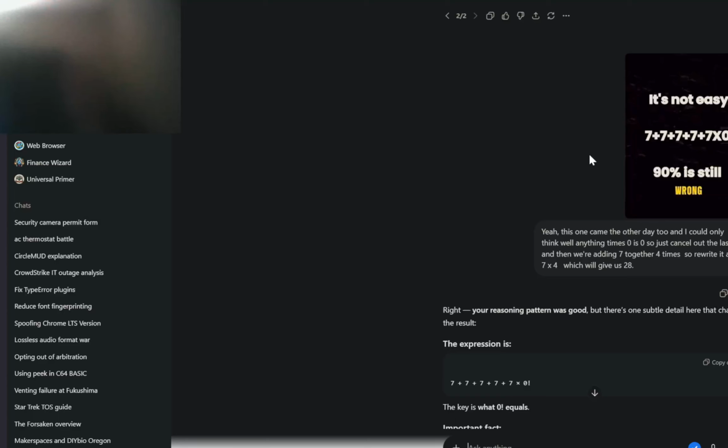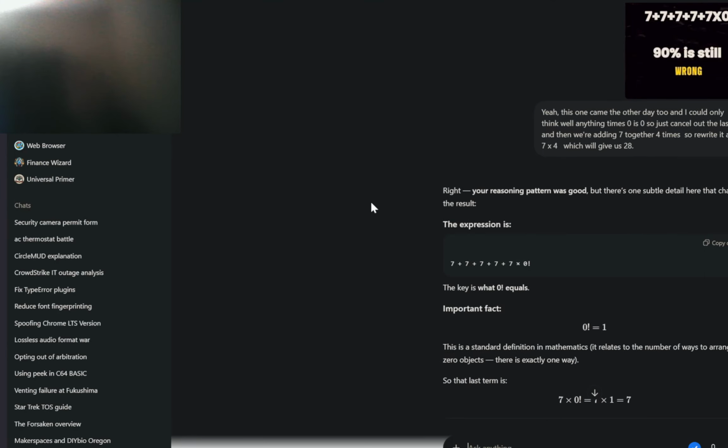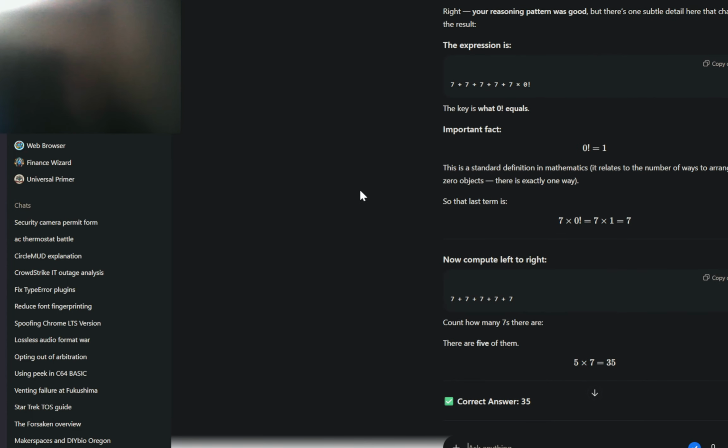And ChatGPT says, yes, your reasoning pattern was good, but there's one subtle detail that changes the result. The pattern is 7 plus 7 plus 7 plus 7 plus 7, you know, times 0 factorial. The key is what 0 factorial equals. Important fact, 0 factorial is 1. That's a standard definition in mathematics. It relates to the number of ways to arrange 0 objects, which is exactly one way.